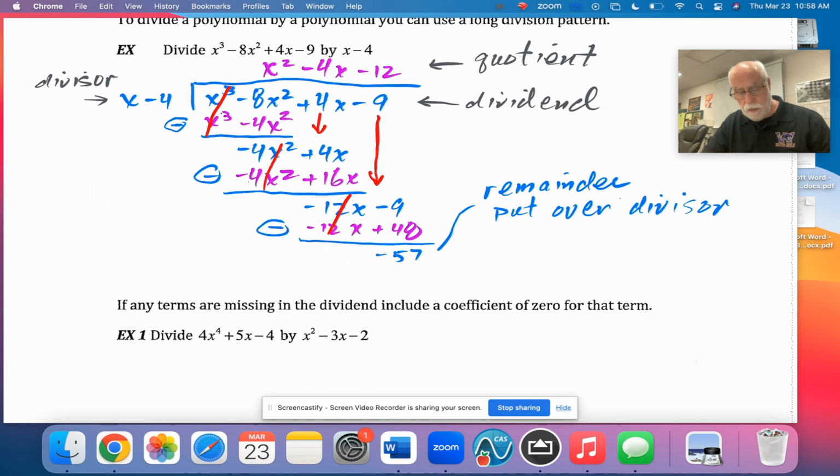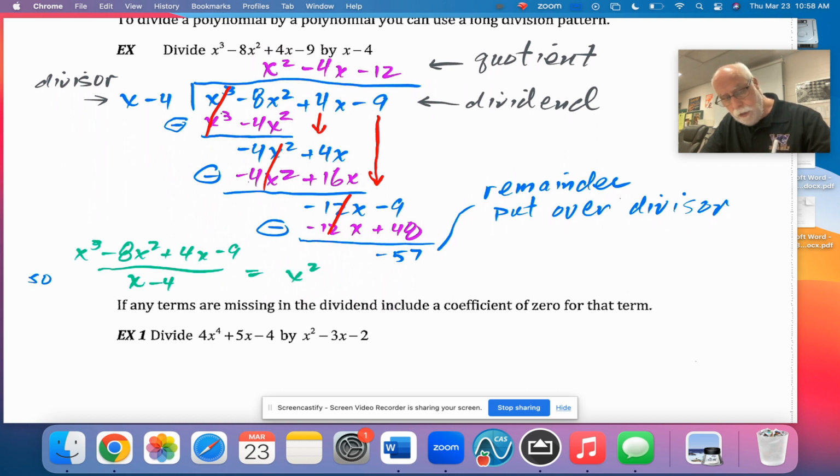So on this one here, what you would tell me is, x cubed minus 8x squared plus 4x minus 9 divided by x minus 4, well, that just equals our quotient, which is x squared minus 4x minus 12, plus our remainder, which is negative 57, and we put the remainder over the divisor, which was x minus 4.